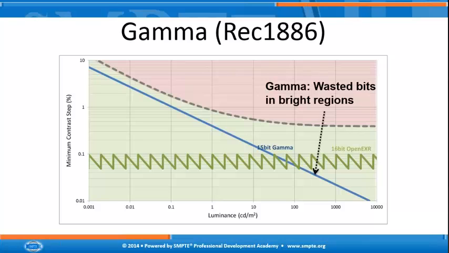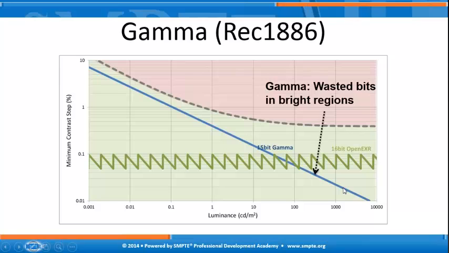If we go back to gamma, as defined in Rec 1886 now, essentially what we get is this, and to be able to do a 10,000 nit system with gamma and be below this Barten ramp curve, we essentially need a 15-bit system. As you can see, we're pretty tight to the curve up here on the low end of the scale, and as we get to the high end of the scale, it diverges more and more.